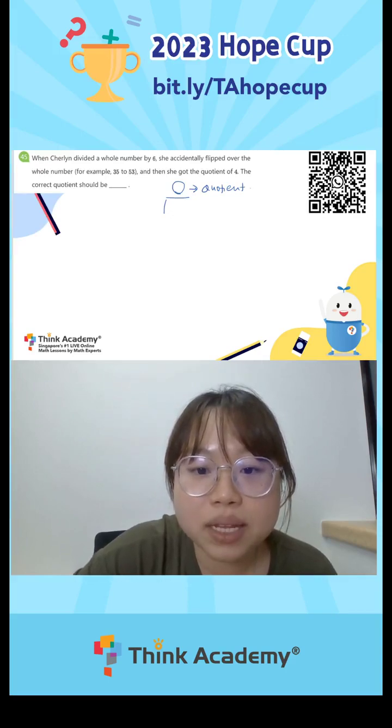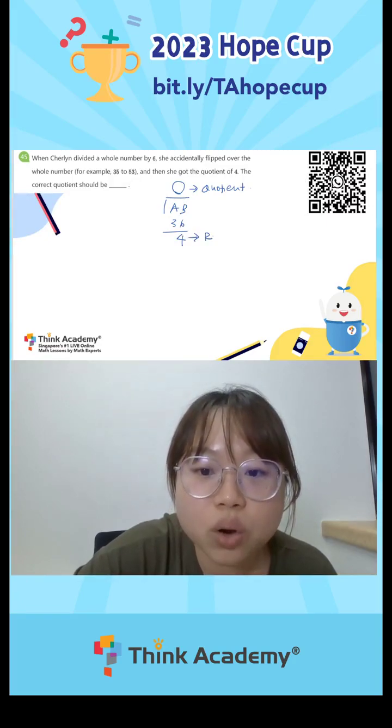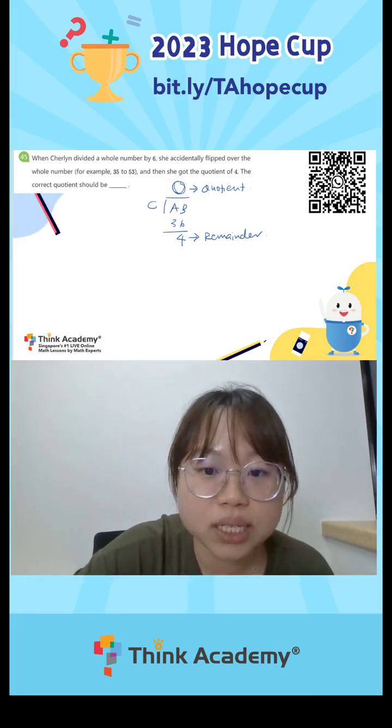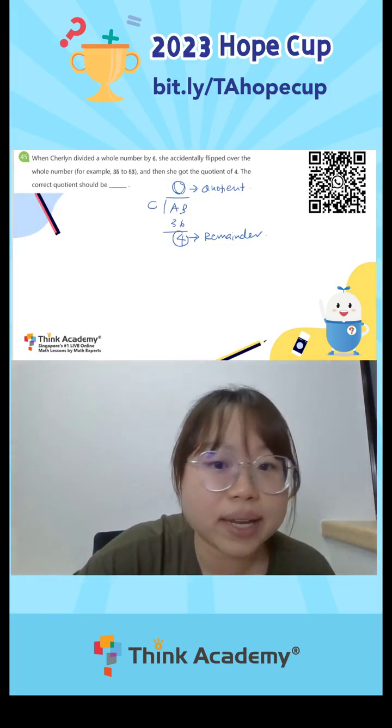If you have a remainder, let's say AB divided and then you still have left, let's say 36, you still have 4 left. This is what we call the remainder. Understand? This part is called the quotient. This is the remainder. Alright, let's do it together.